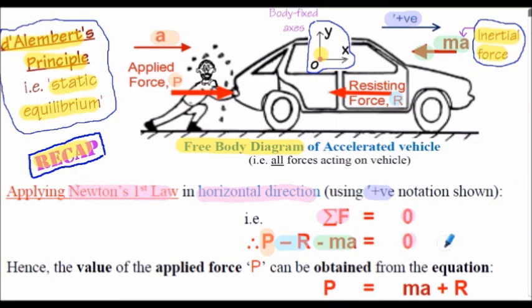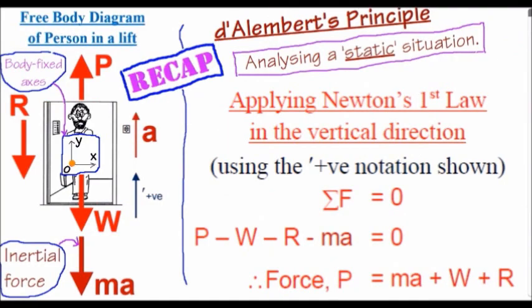We can then simply rearrange the equation to solve for the problem. In this case, we're asked to find the value of force P, so rearranging to find P is equal to ma plus R. So that's D'Alembert's principle applied to a body being accelerated in the horizontal direction. This recap here is applying D'Alembert's principle to a vertical change in motion. And again, we're going to analyse a dynamic situation as a static situation.